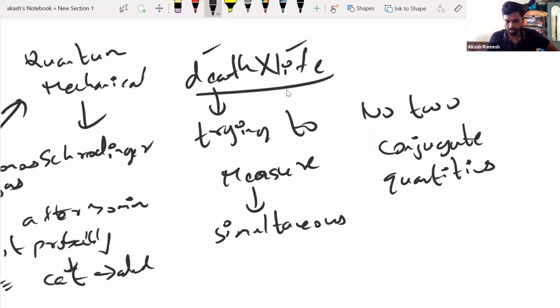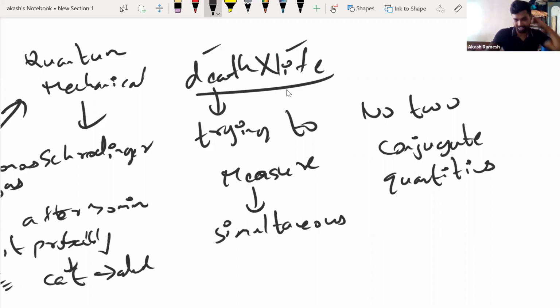I'll repeat the statement, people. No two conjugate quantities can be measured simultaneously with 100% accuracy. So what is this? Yes, please tell me. Sir, you're telling that this is Heisenberg's uncertainty principle, sir. But why is it called Schrodinger's cat, sir?